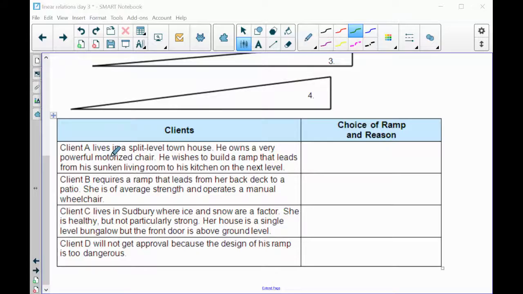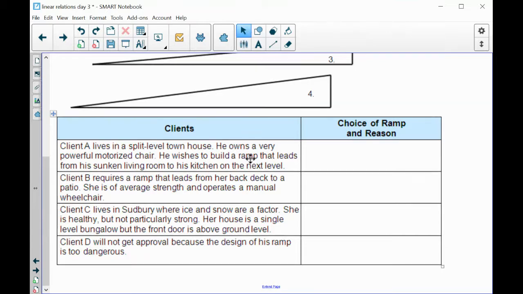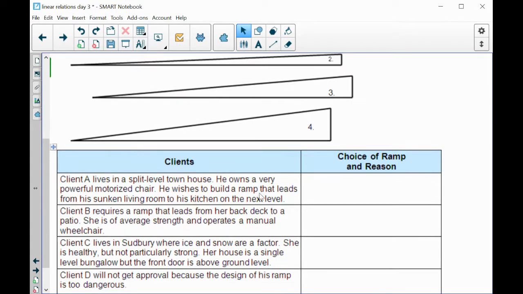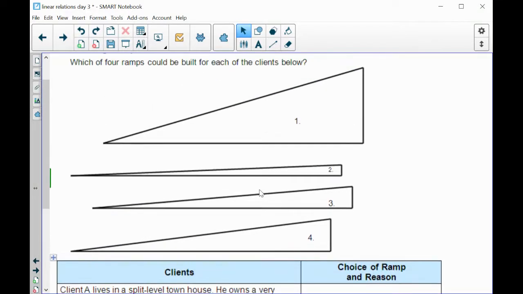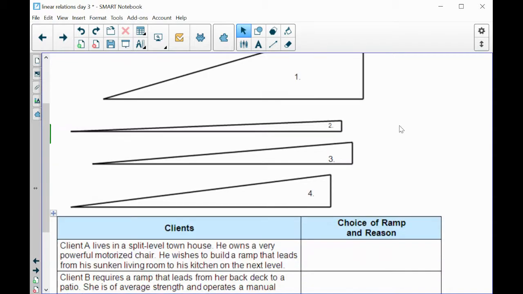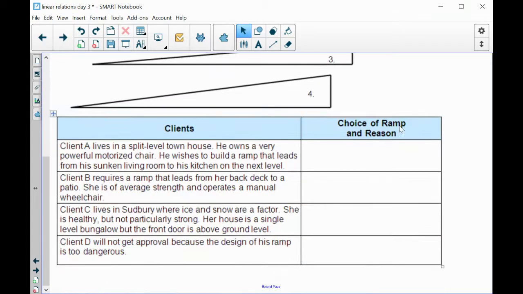So now we've got 4 different clients here that we're going to think about. One of them, client A, lives in a split-level townhouse. He owns a very powerful motorized chair. He wishes to build a ramp that leads from his sunken living room to his kitchen on the next level. So what kind of a ramp do you think he could build? Do you think he could build number 1, number 2, number 3, or number 4? Keeping in mind, yes, he has a very powerful motorized chair, but he also wants to make sure that it's still safe for everyone else.